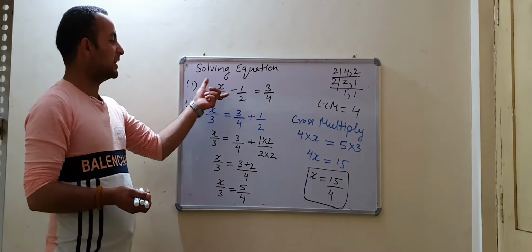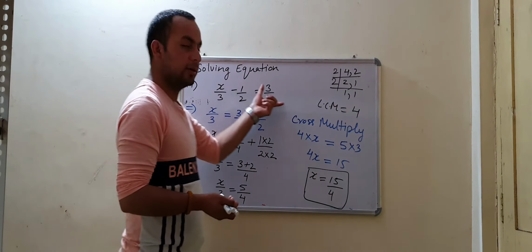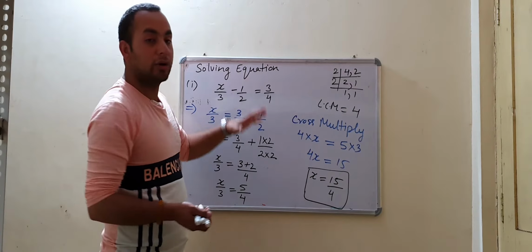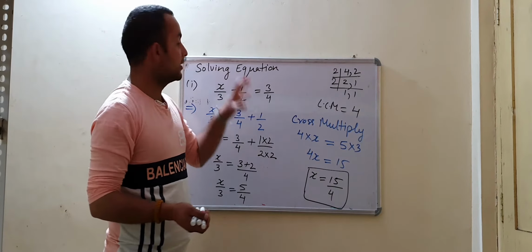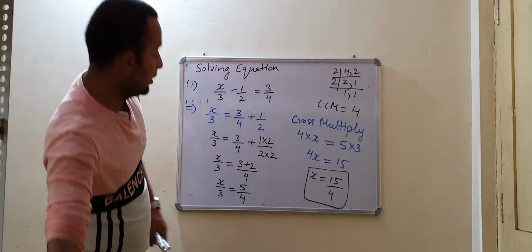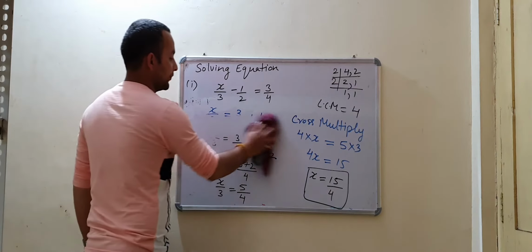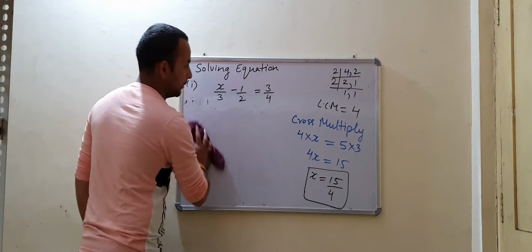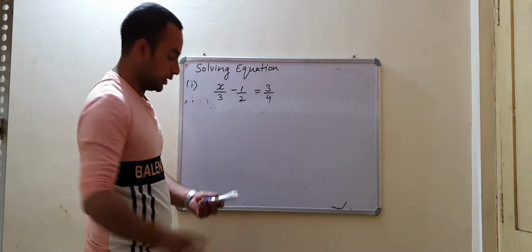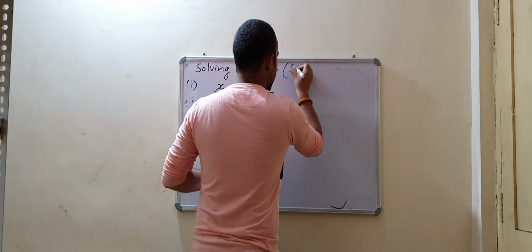I'm taking the same question, this equation is similar. We are going to solve this same equation with the second method. In the second method you have two steps. So now we are solving the equation with the second method.